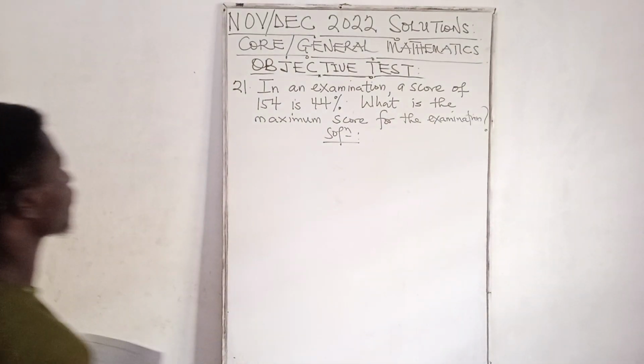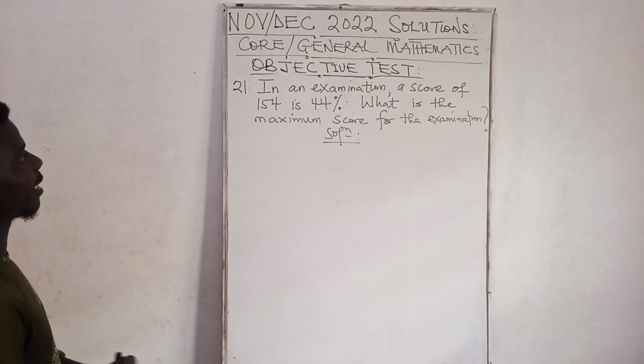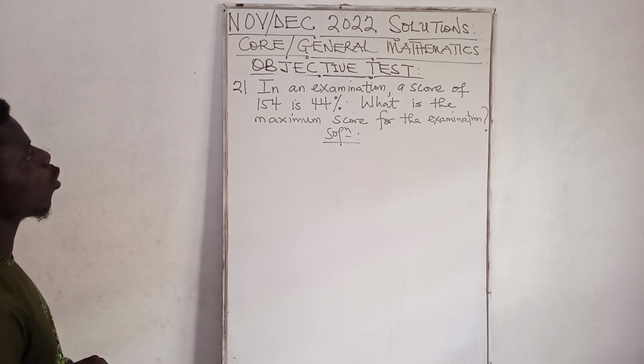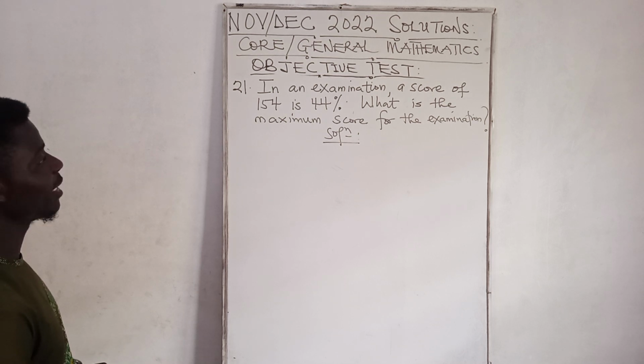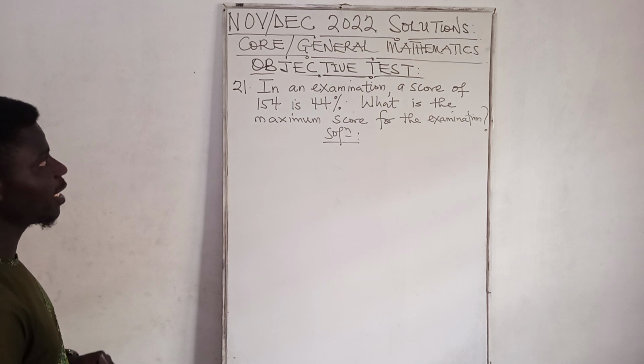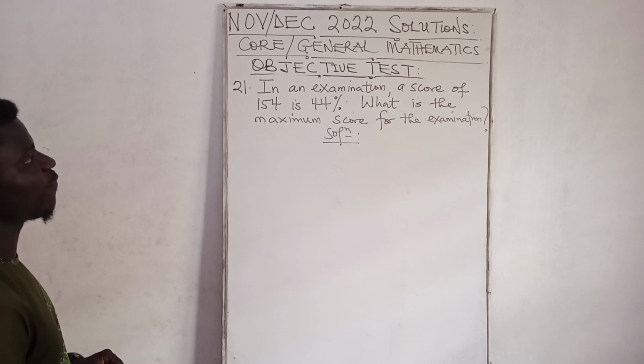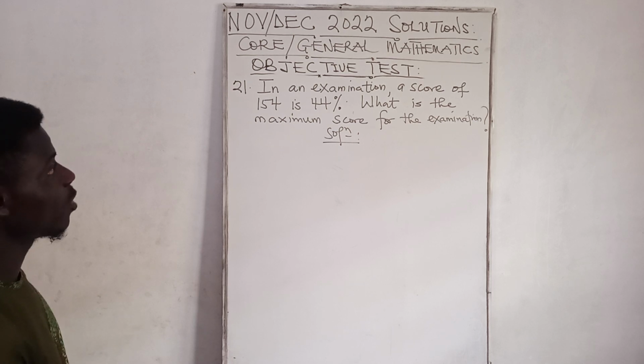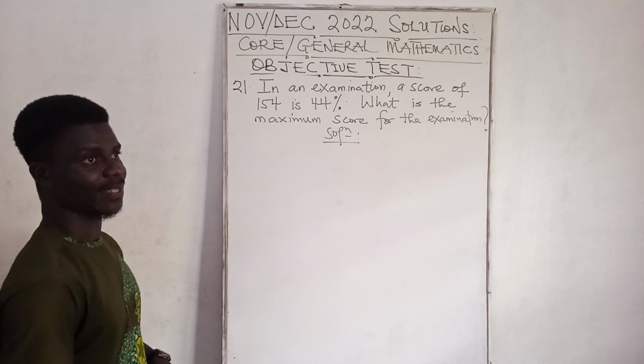So now, question 21. They are saying in an examination, a score of 154 is 44%. What is the maximum score for the examination? In an examination, a score of 154 is 44%. What is the maximum score for the examination?